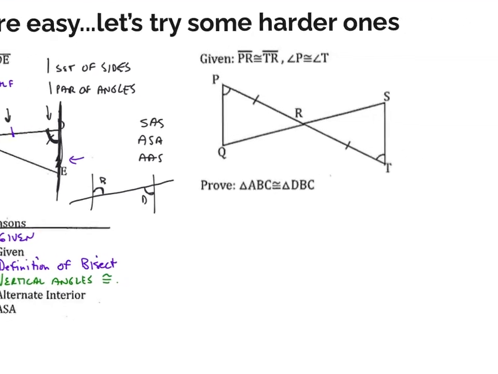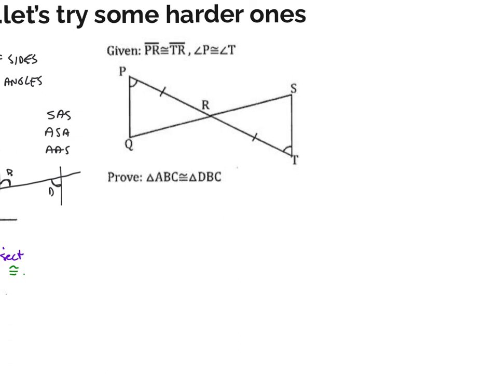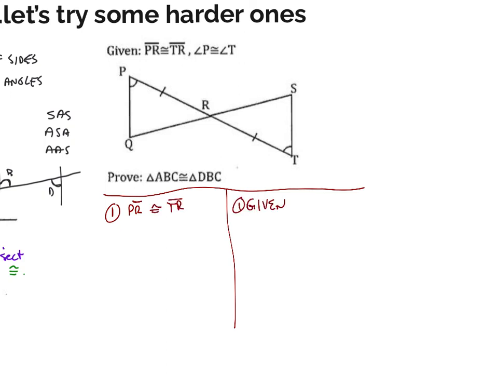Okay, let's move on. So now we have nothing. Now they've taken away all my help. Well, let's see what we can do without it. My first statement, PR congruent to TR. That's given, and they noted that for me, which is helpful. Number 2, angle P is congruent to angle T. That's also given, and they also noted that for me, which is nice. Now they don't give me any other information, so this is where I have to look and see what other information I can glean from this.